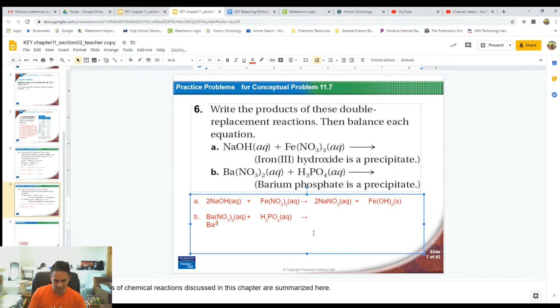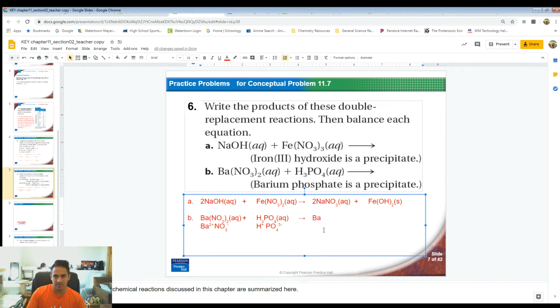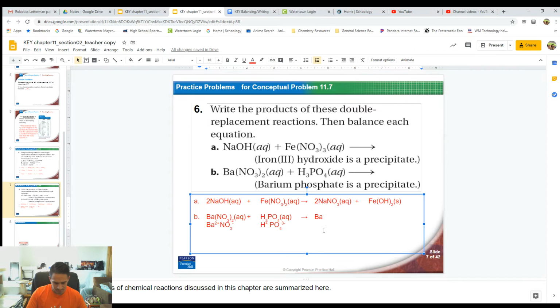So barium is a Ba2+, bonded with nitrate, which is NO3 -1. Okay, that's how we get this chemical formula up here. As for this, we have H, which is +1, bonded to phosphate, which is PO4, has a charge of 3-. Okay, so when the barium switches and bonds with the phosphate, we have barium, which is 2+, bonded with phosphate, which is 3-.